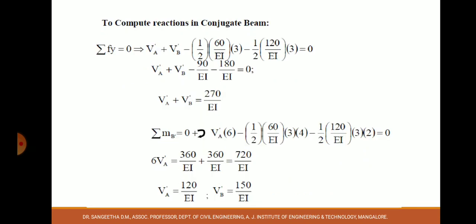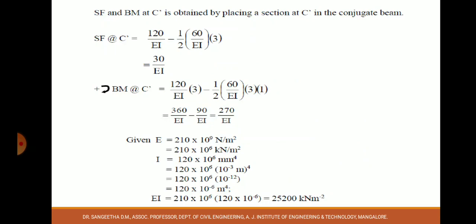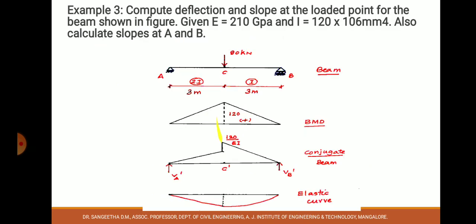And once you get VA dash and VB dash, what are they? They are nothing but theta A and theta B. Next, shear force and bending moment at C are obtained by placing a section at C in the conjugate beam. Place a section here; either you can consider the left hand portion or the right hand portion. So the shear force at C dash is nothing but VA dash minus half into base into height, the area of this triangle.